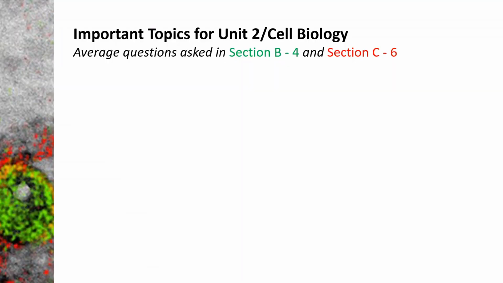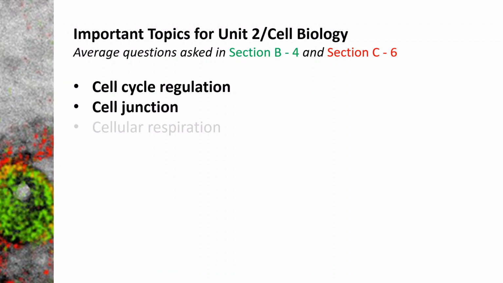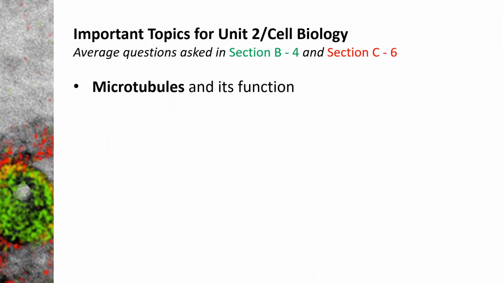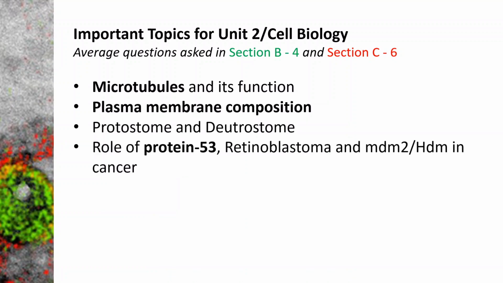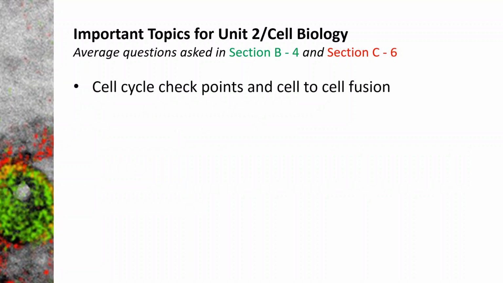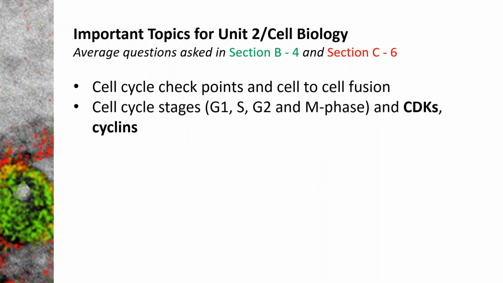Unit 2 comprises cell biology. After biochemistry, it is a common unit for students having an MSc background in microbiology, zoology, botany, biochemistry, biotechnology, or life sciences. Direct questions are asked in the B part, like cytoskeleton or extracellular matrix. Cell cycle, membrane potential, and cancer-related questions are asked in the C part.